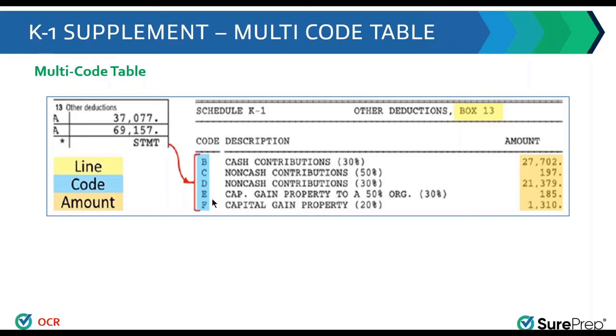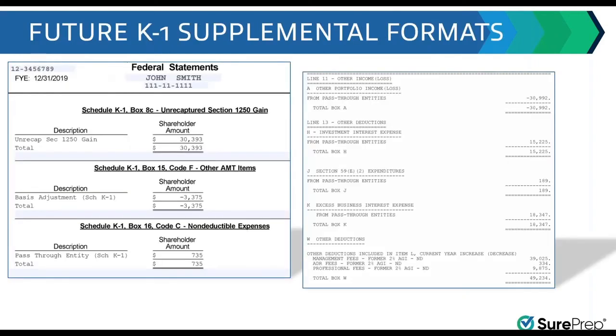Now, if there is a K-1 line or a code that does not provide any additional value to you for reclass purposes, we may not capture it at all. Also, please remember, not everything from every supplemental page is being captured for reclass purposes. Again, this is the phase 1 release. We wanted to give the most value out of these supplement pages, so we are capturing the most important ones.